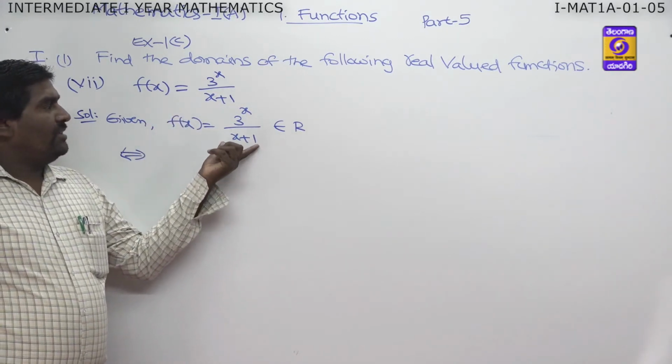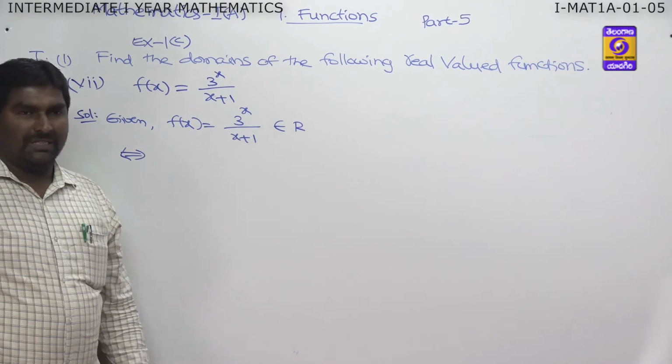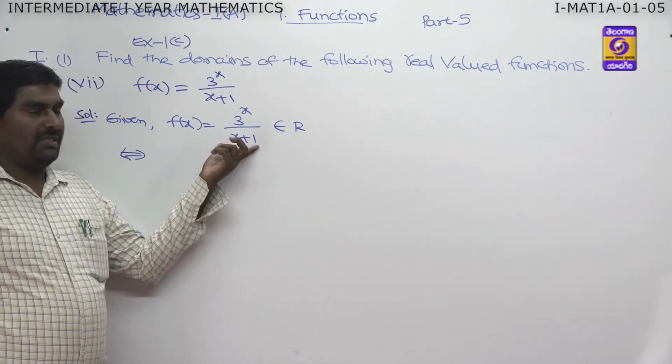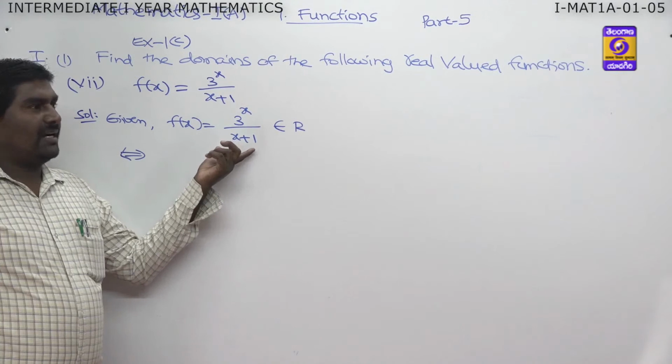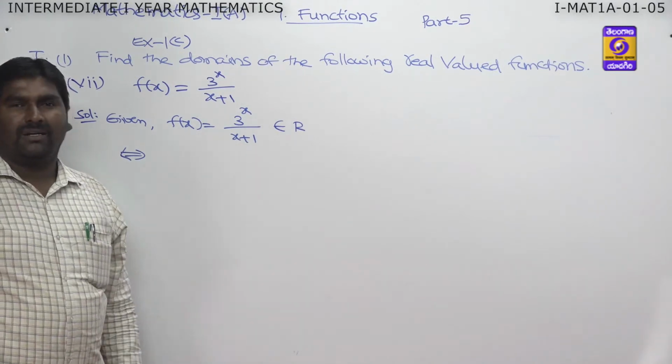Here in the denominator we have x plus 1. So we have to take the condition that x plus 1 must be not equal to 0.